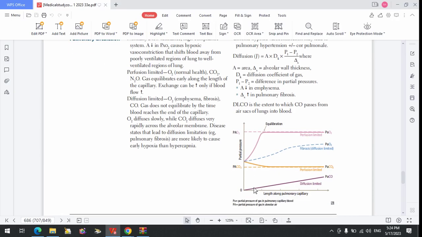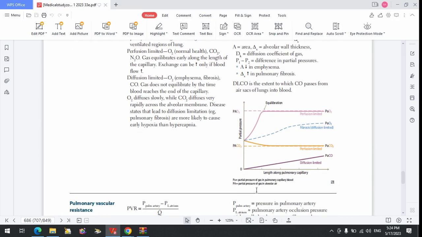Now let's start with PaO2. Now guys, I've said it. What did I say about big capital AO2? That's the partial pressure at the alveoli. So PAO2, exactly. So P small a is what? P small a is at the arterial end.